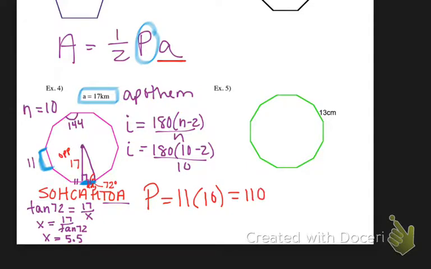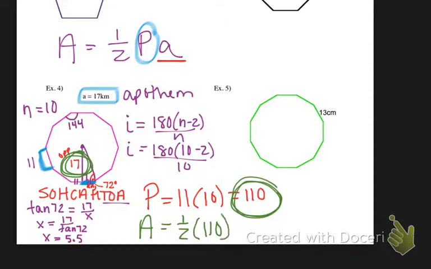Now I'm ready to use the formula because I have the perimeter and I have the apothem. So our perimeter is 110 and our apothem is 17. So area equals 1/2 perimeter times apothem, and we get 935. And this is squared kilometers.